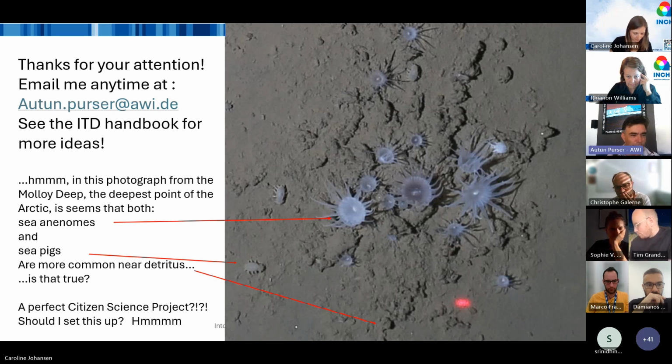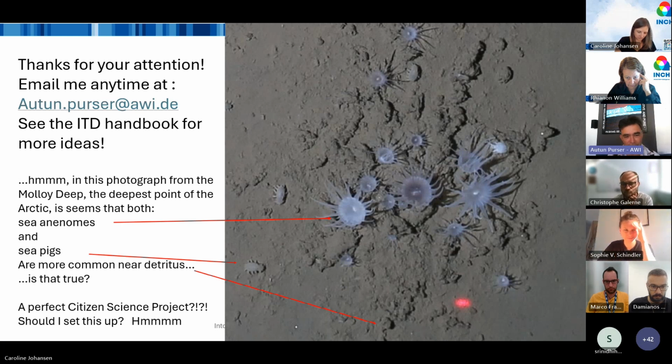Yeah, so that's really all from me. Like Tim said, I've made some of these suggestions in the same booklet that Tim mentioned. It's great for me to think about the images I take. Like here we see this deepest part of the Arctic Ocean, and we sometimes see bits of detritus, be that dead sponges or algae that's flown down from shallow water.